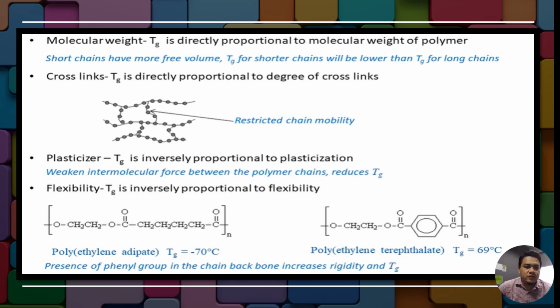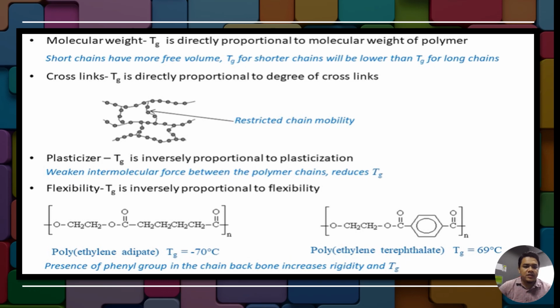Alright, number two is cross-link. Glass transition is directly proportional to the degree of the cross-link. So from the picture, that's an example of the cross-link molecular arrangement. Okay, number three is a plasticizer. Glass transition is inversely proportional to the plasticization. Weakened intermolecular force between the polymer chains will reduce the glass transition.